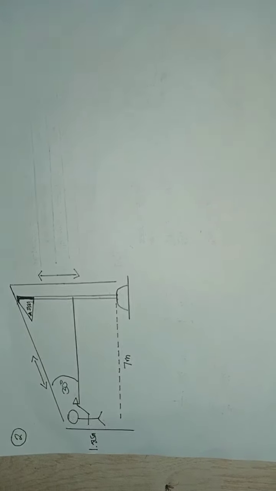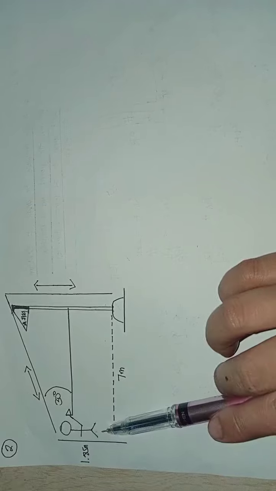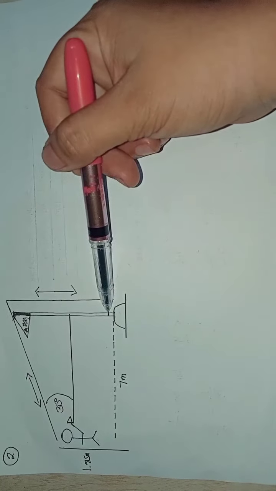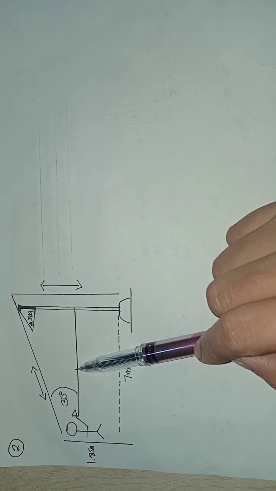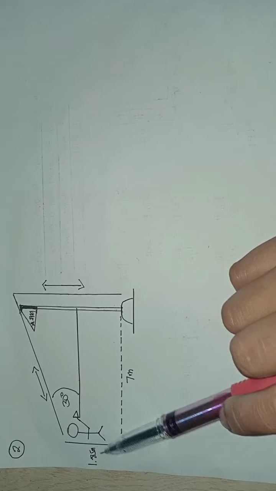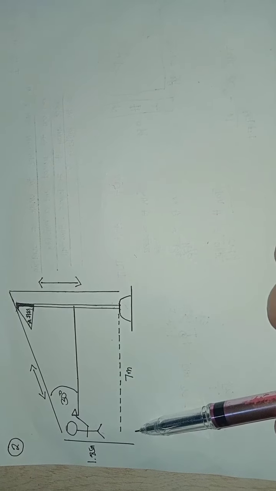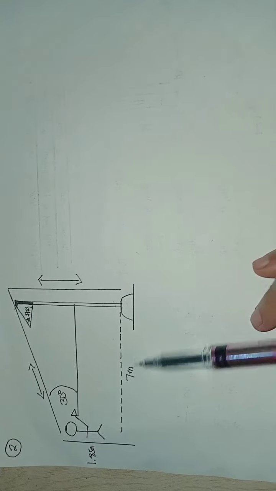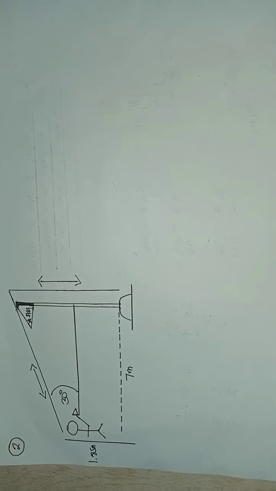So I have the illustration. This is a man measuring the height of a flagpole. The angle of elevation is 30 degrees, the height of the man is 1.85 meters, and the distance of the man from the flagpole is 7 meters. So the question is, how tall is the flagpole?